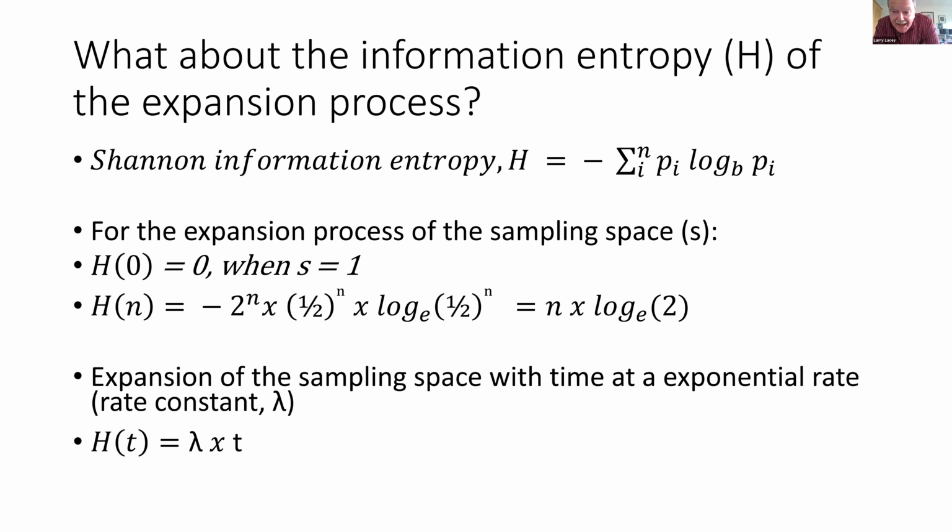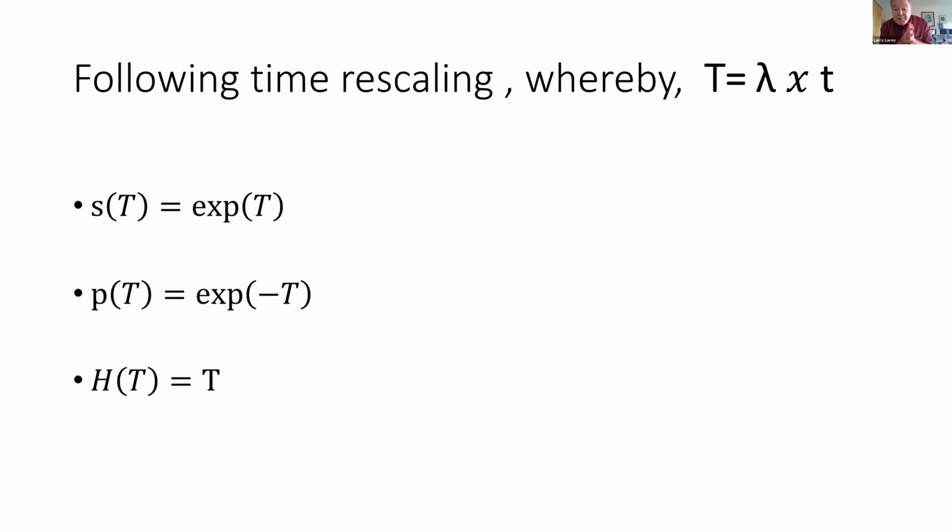So there's the information entropy. Now, this is where it gets real neat, I think. What we can do is time rescale. So let T be t times the rate constant. Expressing everything in the rescaled time, uppercase T, we get the expansion of the sample space equal to exponential T. We get the probability exponential minus T, and the information entropy of the process equals T. I think that's beautiful.